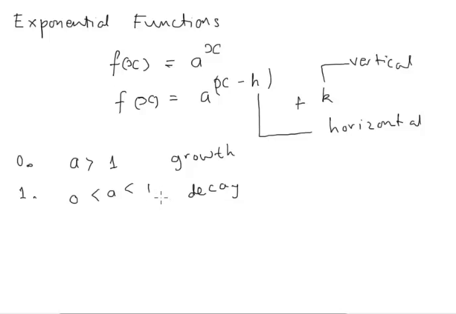Then what else? Then point number 2, what is important? The intercept on y is at y equals 1. I'm talking about the standard function like this without the translation, isn't it? Then what is also important, the asymptote.